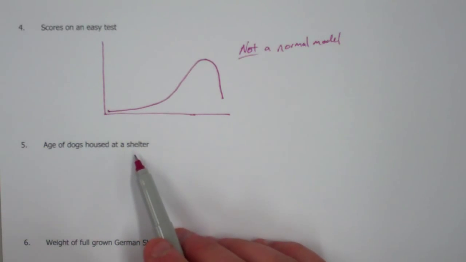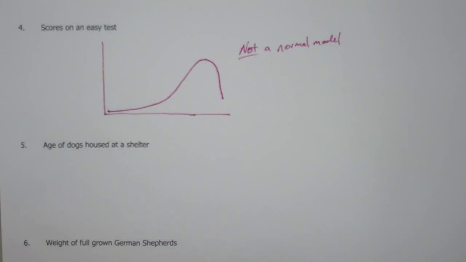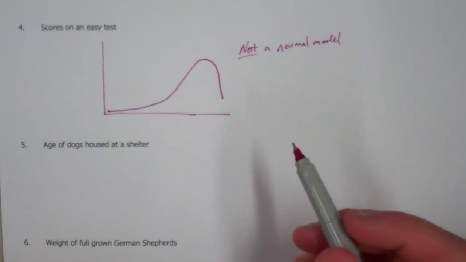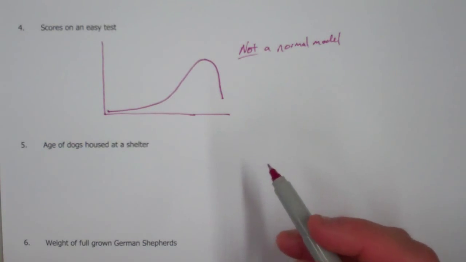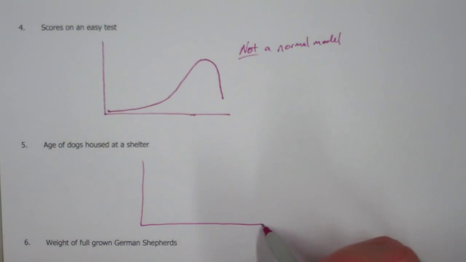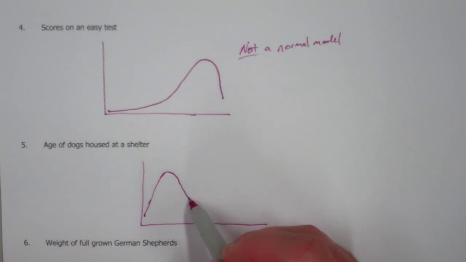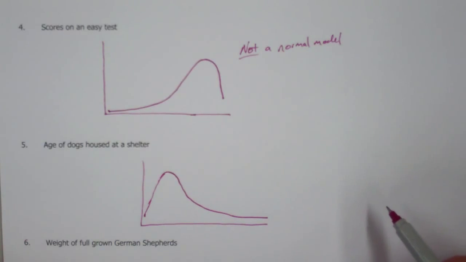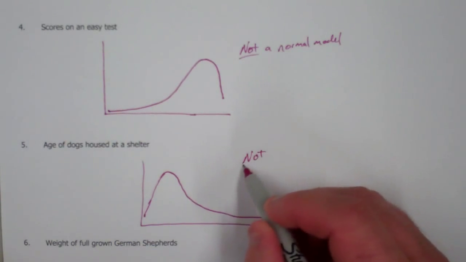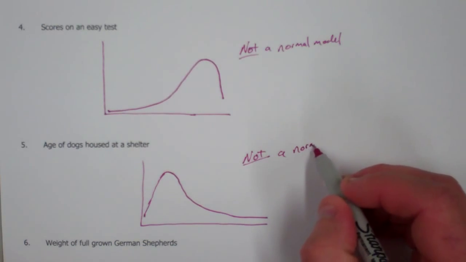The age of dogs housed at a shelter. This one's a tough one. I think probably, though, they might be younger than not, because I think what's going to happen here is that people might buy a puppy and not be able to take care of it, unfortunately. So there's probably going to be a spike, and then as dogs get older, their owners have taken care of them for a while, and so this one's going to be skewed to the right. I don't think there are probably too many real old dogs at a shelter. So this is, again, not a normal model.